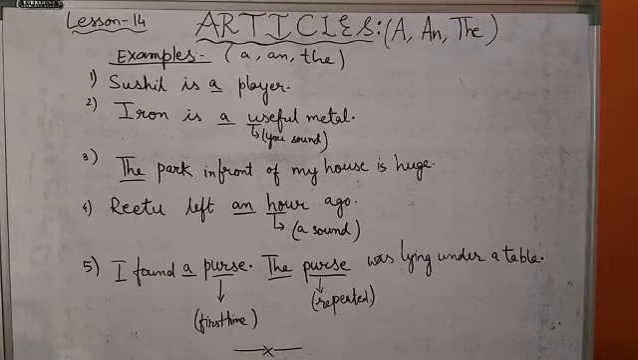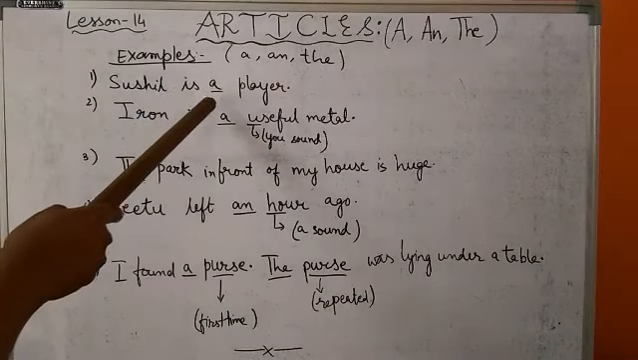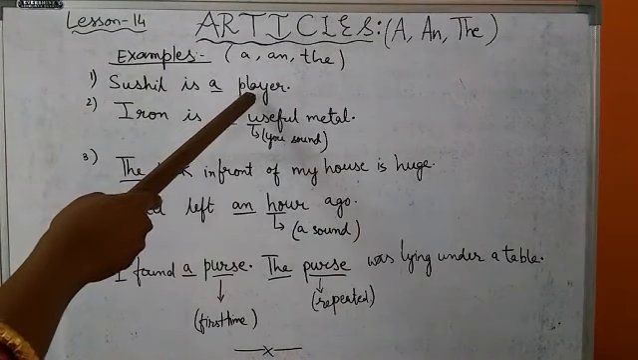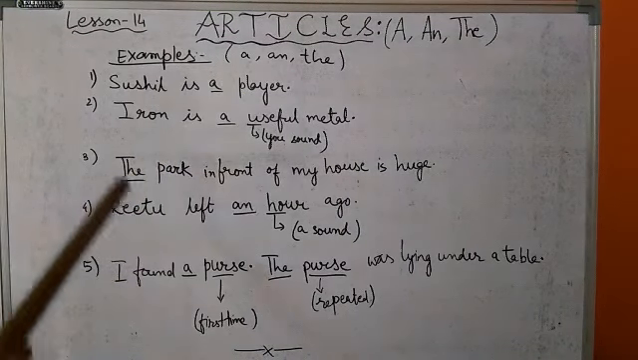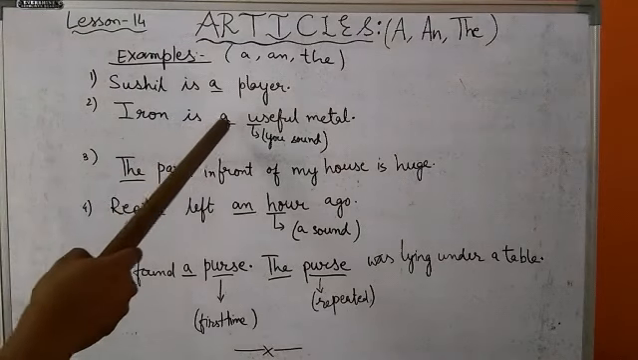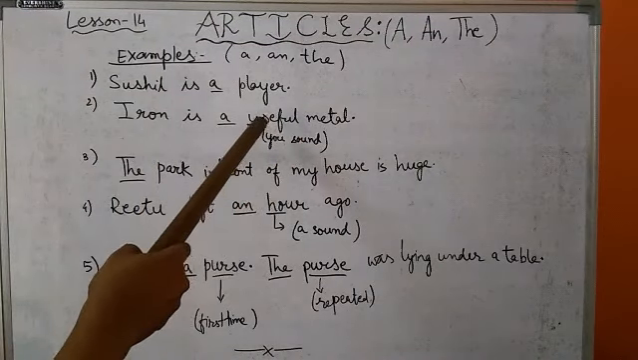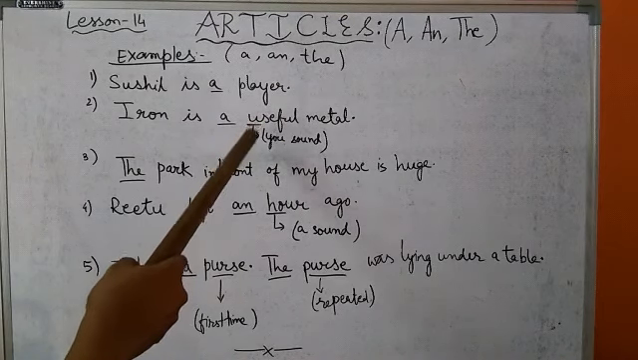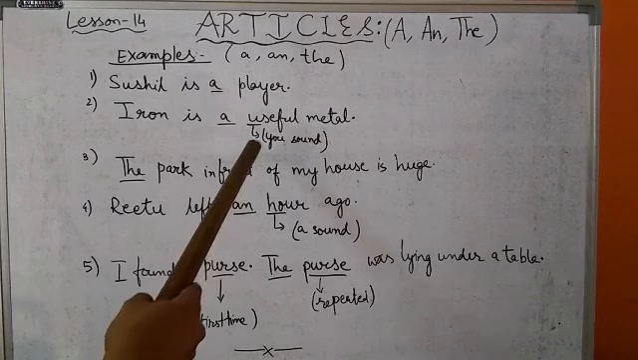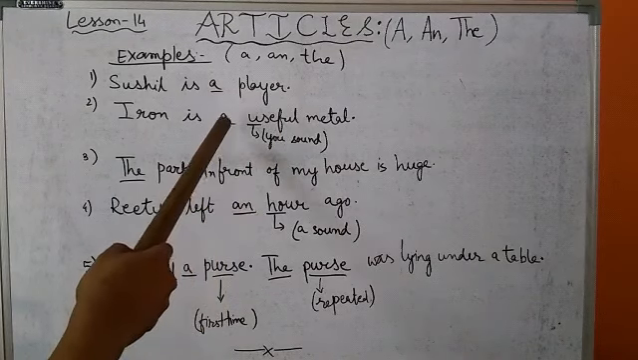Students, let's read a few examples related to a and the. Here are 5 sentences. Let's read the sentences. Sushil is a player. Now here, P is a consonant sound, so we have used a. Number 2, iron is a useful metal. See the sound of useful. Though U is a vowel, here we have the sound Y-O-U, so we will put a.